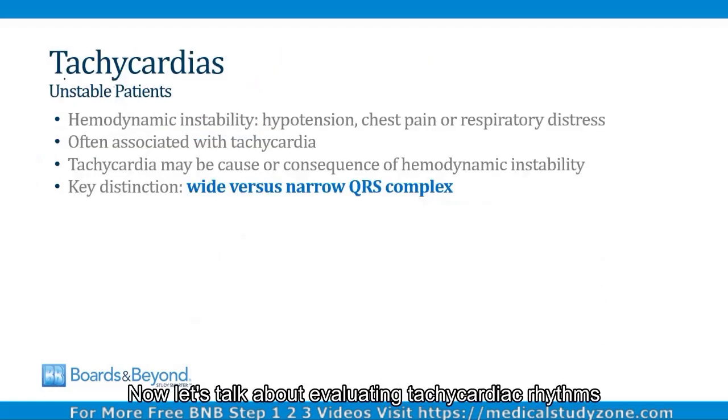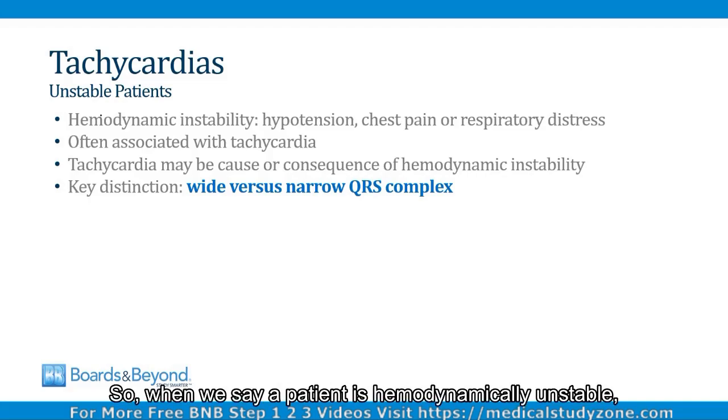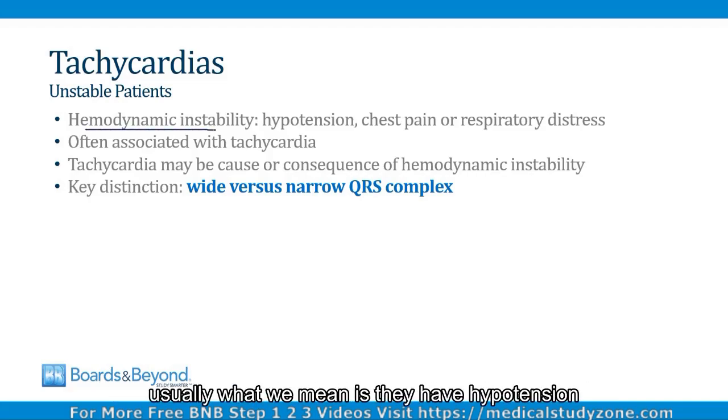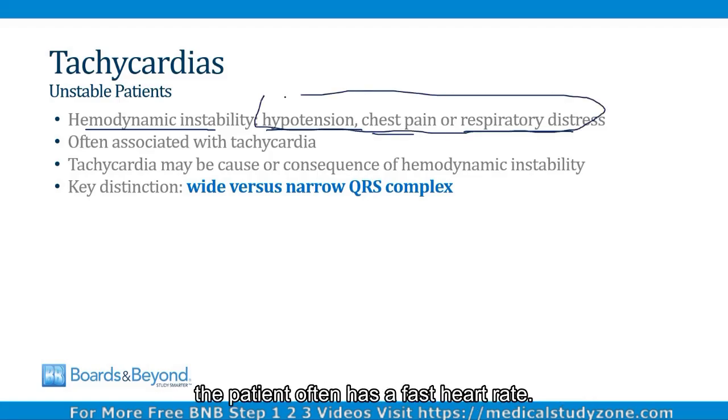Now let's talk about evaluating tachycardic rhythms in unstable patients. So when we say a patient is hemodynamically unstable, usually what we mean is they have hypotension or chest pain or respiratory distress of acute onset. And when one of these things is going on, the patient often has a fast heart rate. In other words, they have a tachycardia.